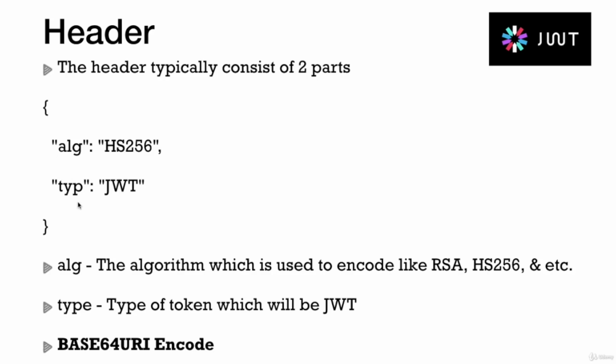The second parameter is TYP, that is the type of token or the type of authentication we want to send, and this will simply be JWT. And this complete information will be base64 encoded, and then it will be sent to the third party system or second system.